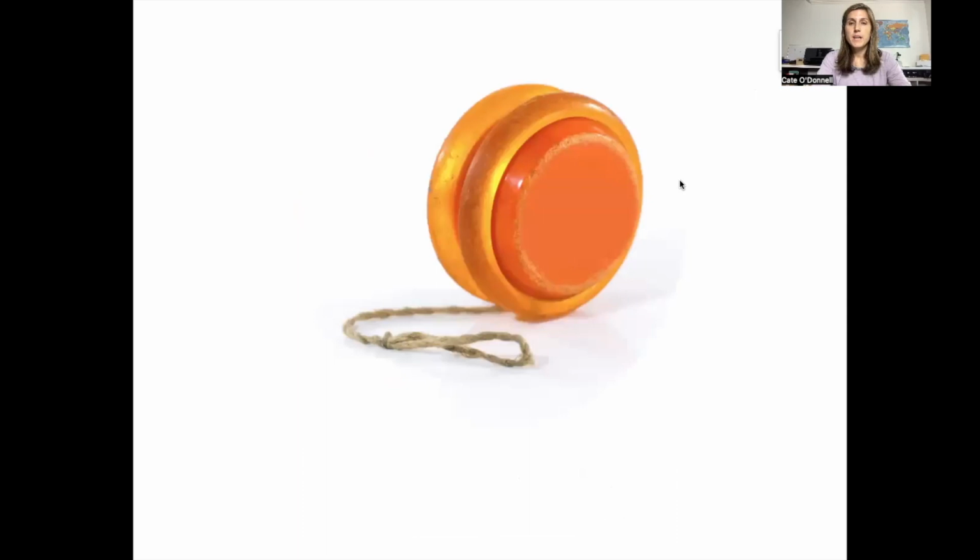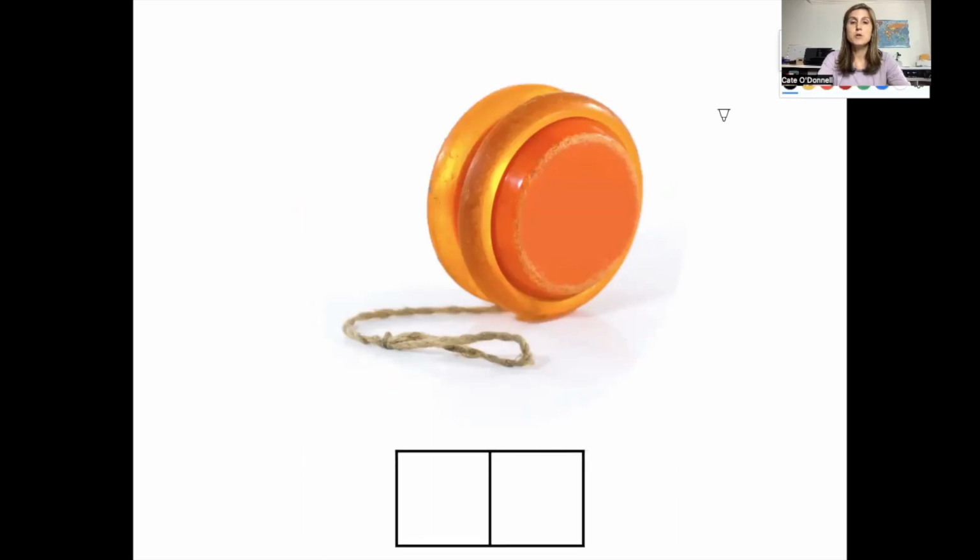Our next word is toy. Toy. How many sounds do you hear in the word toy? There are 3 sounds in the word toy. What's the first sound you hear? T, T. What letter makes the T sound? The letter T. What's the next sound you hear in the word toy? T, oy. Oy is O-Y. This is how you spell toy.